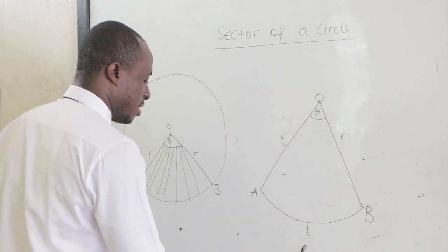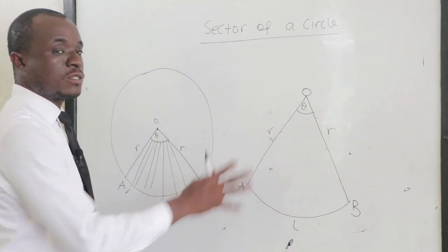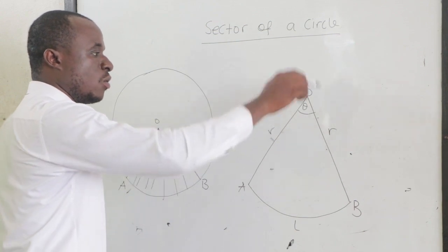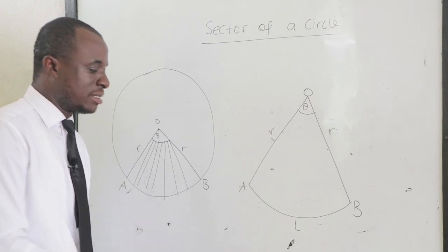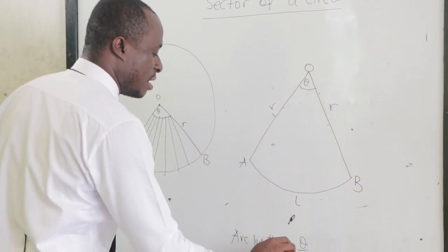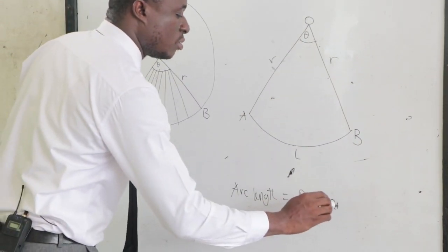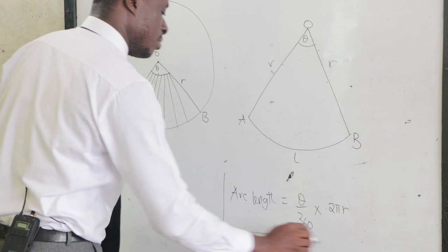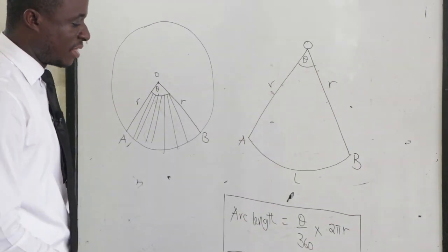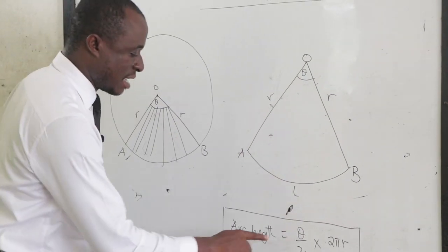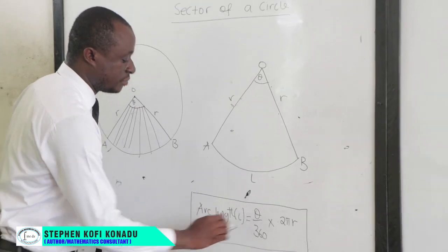So for our arc length, how do you find the arc length? Now this is part of a whole circle, and the sum of angles in the whole circle is 360. So here we say that theta out of 360 times 2 pi r. So this is the arc length of a sector, and we normally denote it by L.